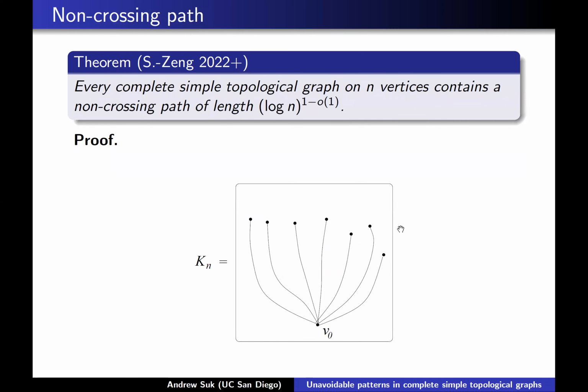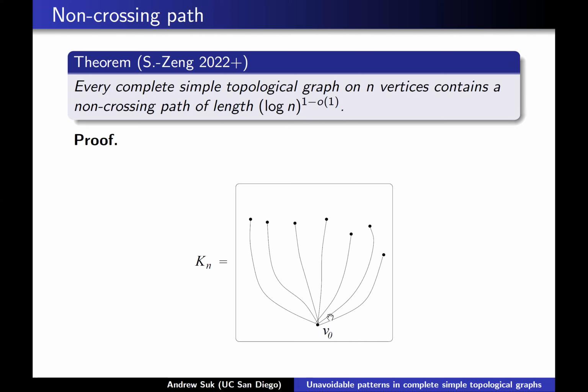So the last thing I wanted to do is sketch this proof here. Sketch the proof that in the complete simple topological graph you can find a non-crossing path on roughly log n vertices. Whether or not you can improve this to polynomial, I would be very interested in.